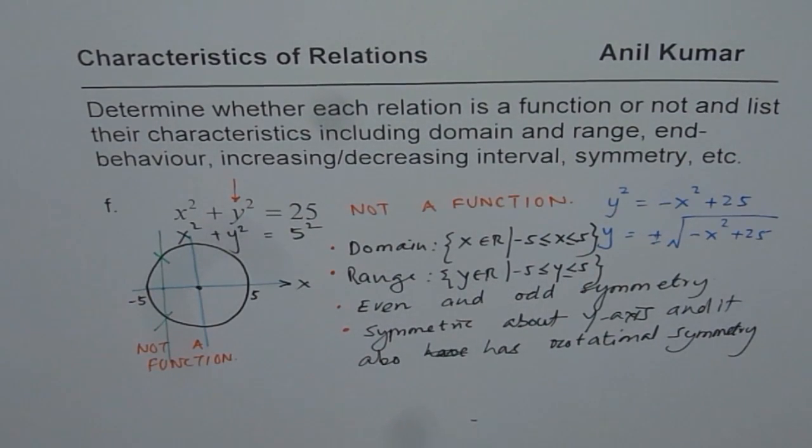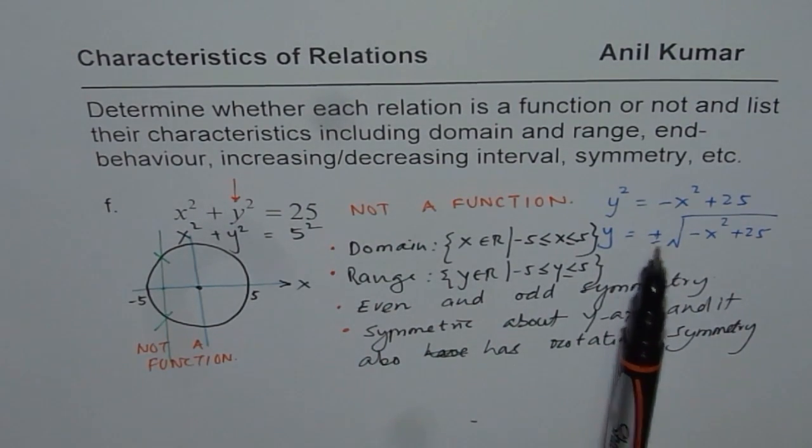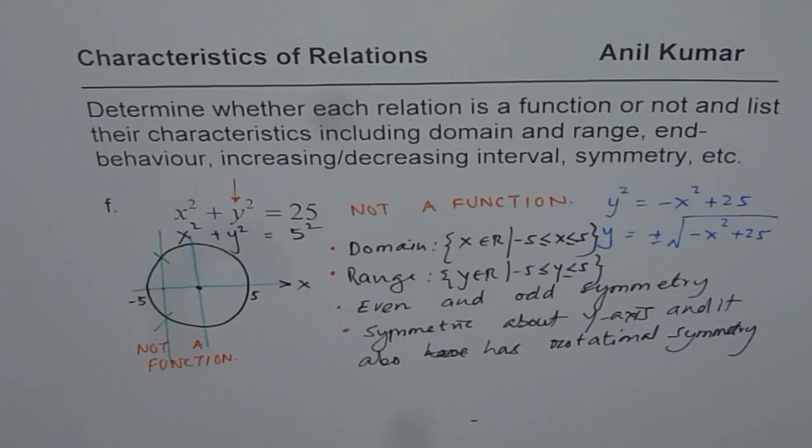It does not have end behavior as the domain is restricted to plus and minus 5. So that is how we can write a few characteristics of the given relation. Remember, it is not a function since it fails the vertical line test. The graph of this relation fails the vertical line test, or from the equation, y can have two values for a value of x. So it is not a function. I hope with this you have understood how to figure out from the equation whether the given equation represents a function or not, and also to write a few characteristics of that particular relation.